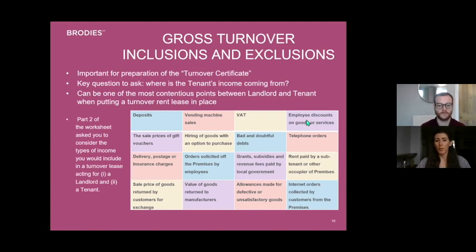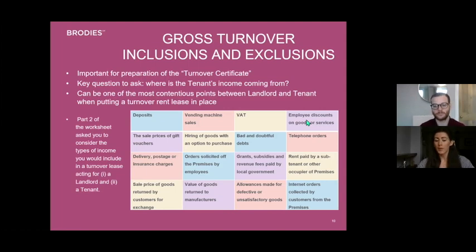And this can be one of the most contentious points between landlords and tenants when putting a turnover lease in place. So if the client has any strong preferences on them either way, including these in the heads of terms can be helpful to streamline the process, although I do appreciate this depends on the discussions had. So in part 2 of the worksheet, we've asked you to consider which items you would look to include as income when acting for the landlord.